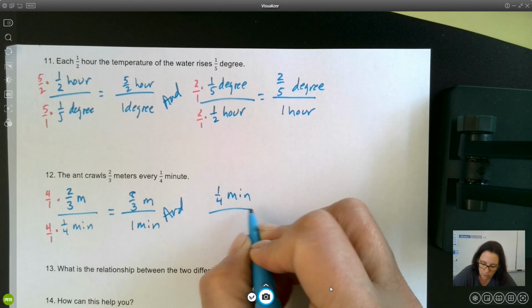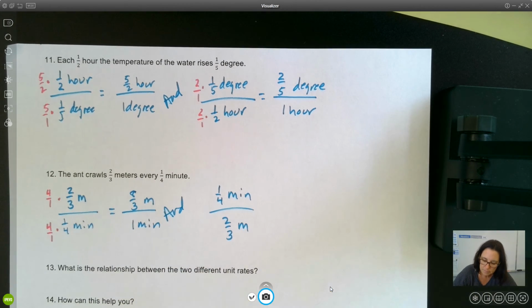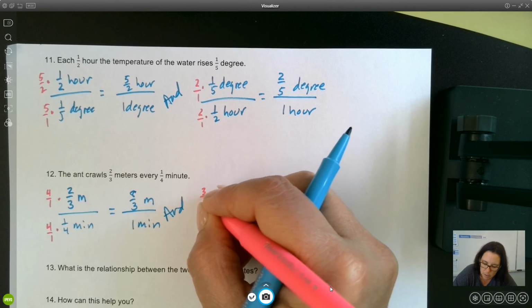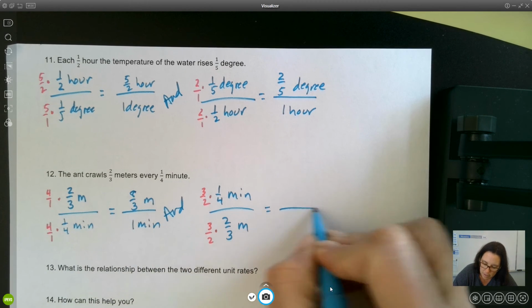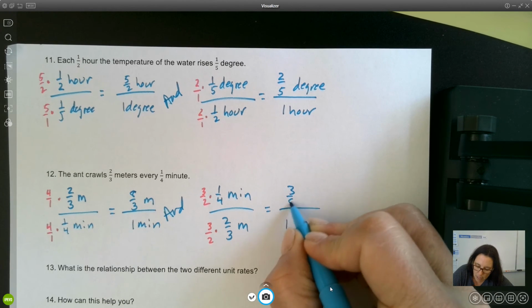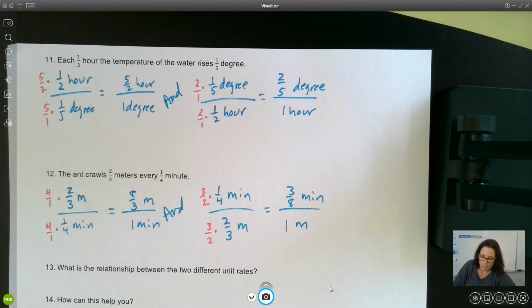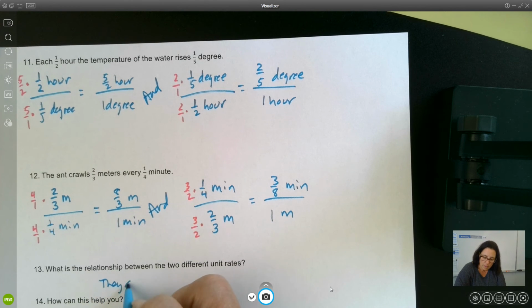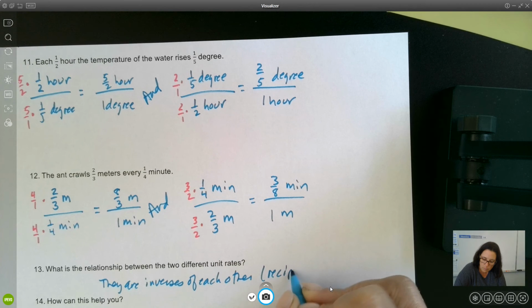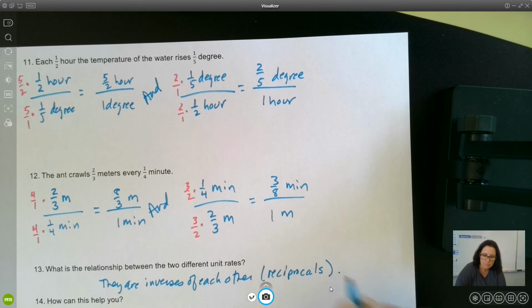1/4 minute over 2/3 meter. Multiply this by 3/2. Multiply this by 3/2. So that's going to get us 1 meter. That's going to be 3/8. 3/8 minute over 1 meter. Okay, what is the relationship between the two different unit rates? They are inverses. They are inverses of each other. Reciprocals, whatever word you prefer.